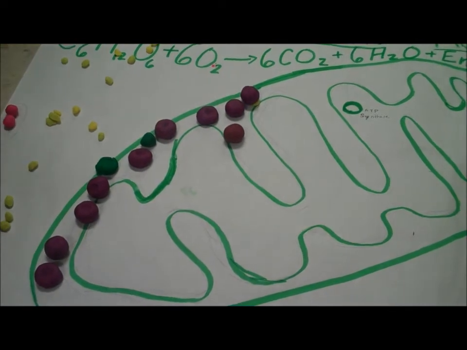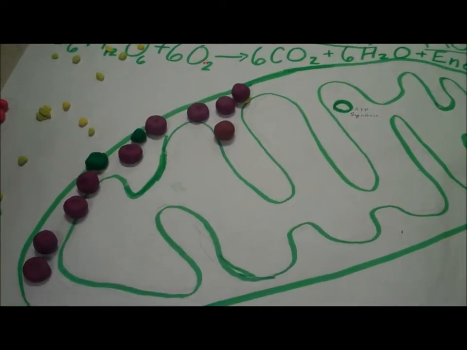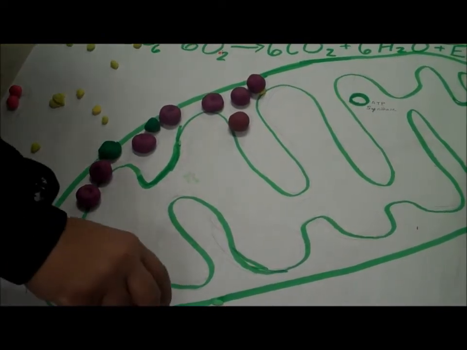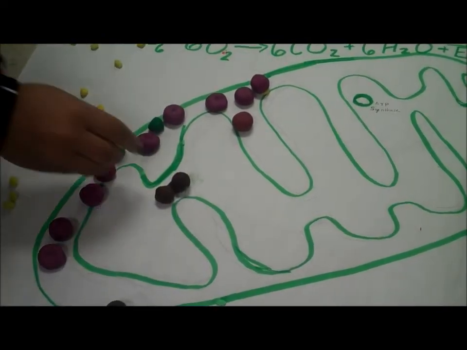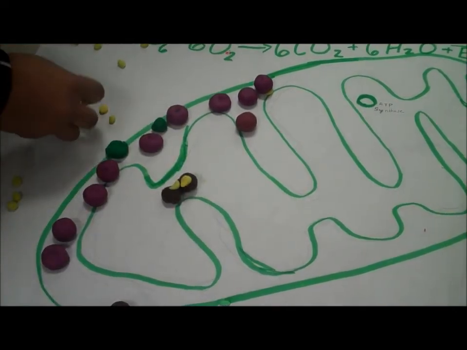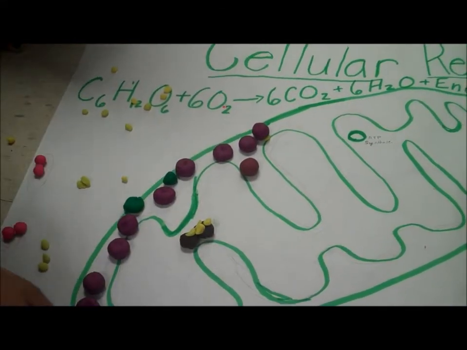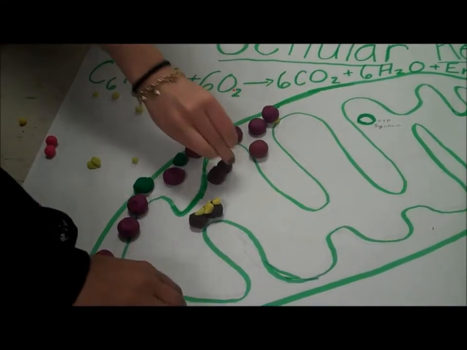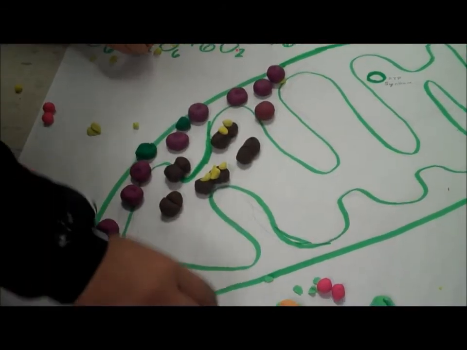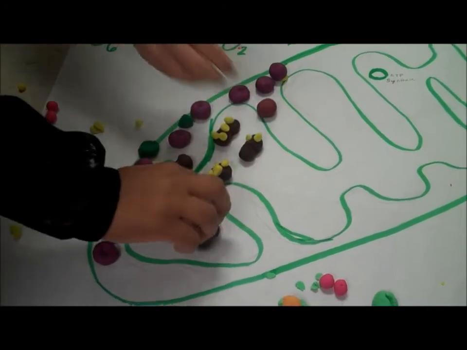These electrons are passed to a series of increasingly electronegative electron acceptors until 6 oxygen molecules are formed. Each oxygen molecule gains 4 electrons, forming 6 H2O molecules. This is still occurring in the inner membrane.